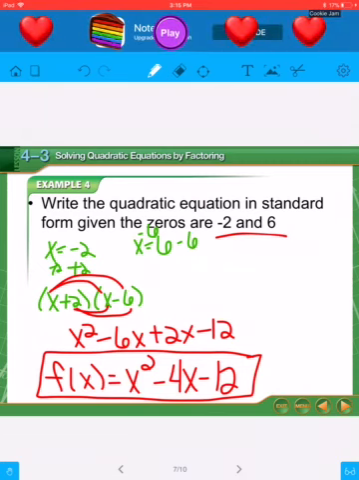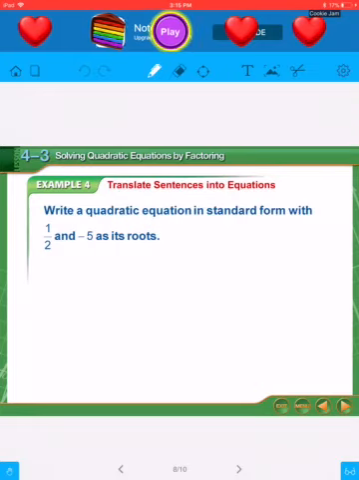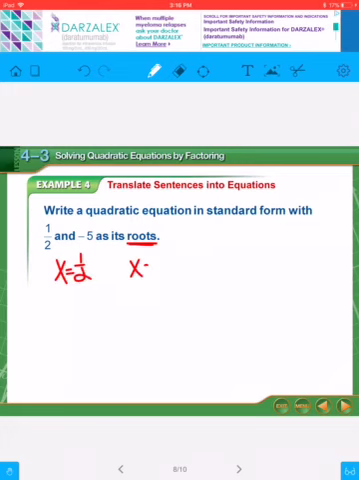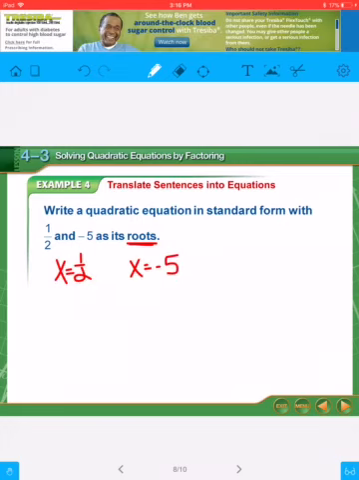So you have to get your zeros, move them back to be factors, and then multiply your factors together. Here we're writing a quadratic in standard form given that our zeros are 1/2 and negative 5. Zeros, roots, x-intercepts, and solutions are all the same thing. So I have x equals 1/2 and x equals negative 5.